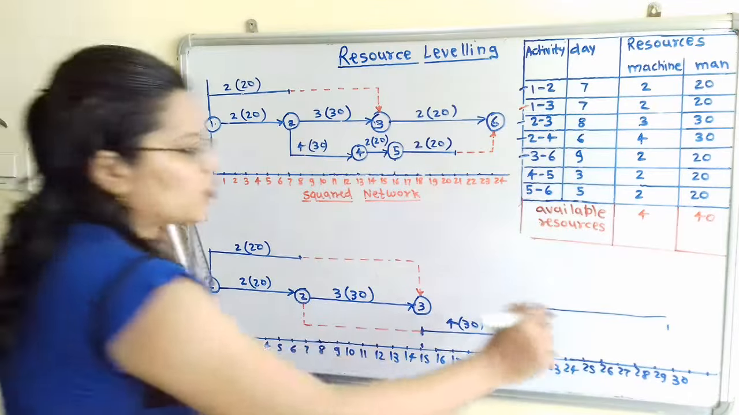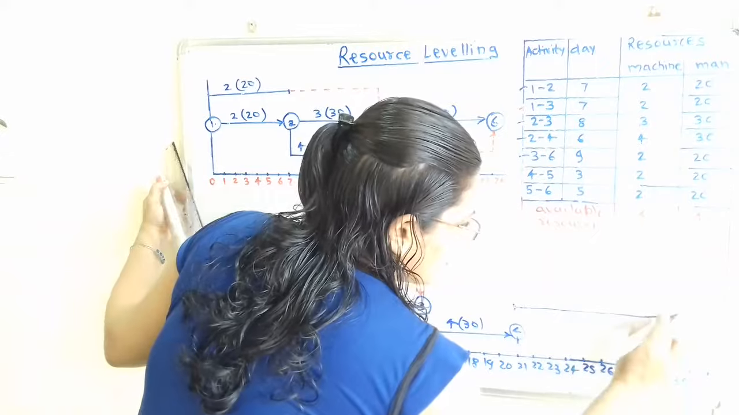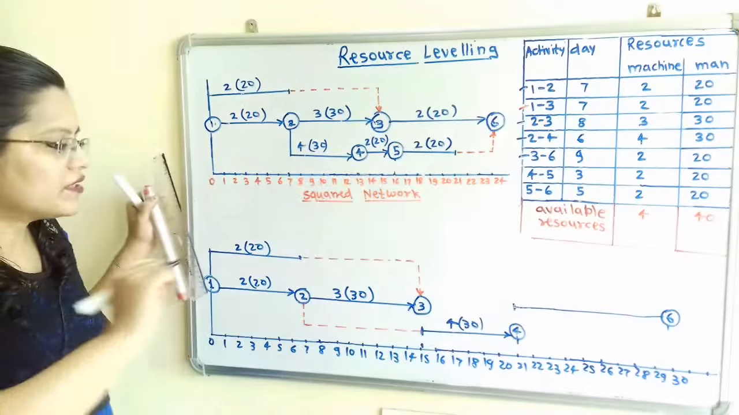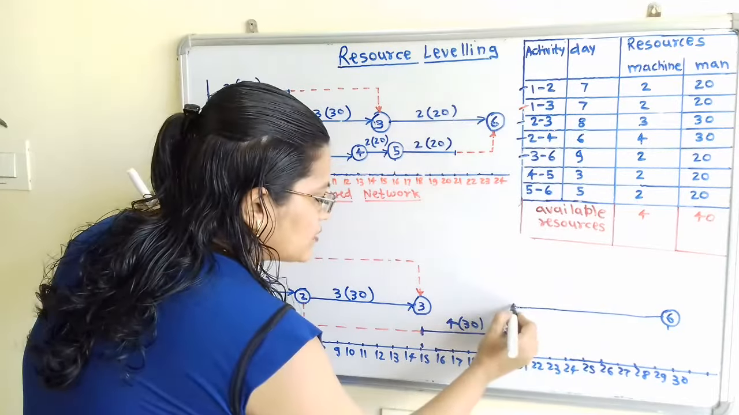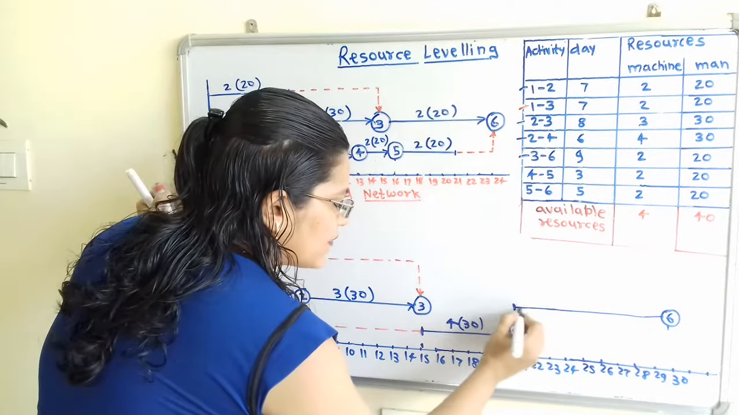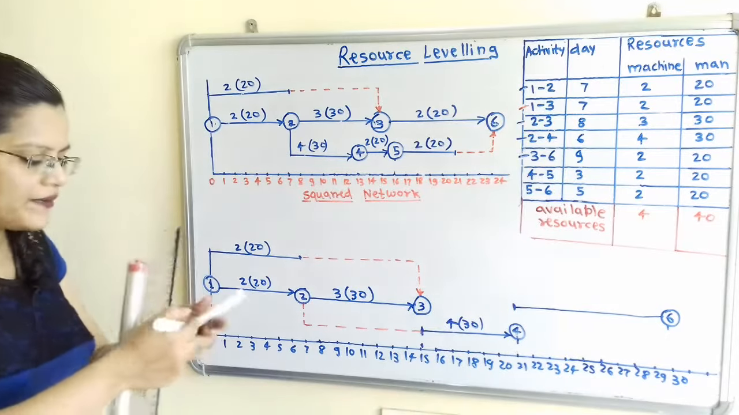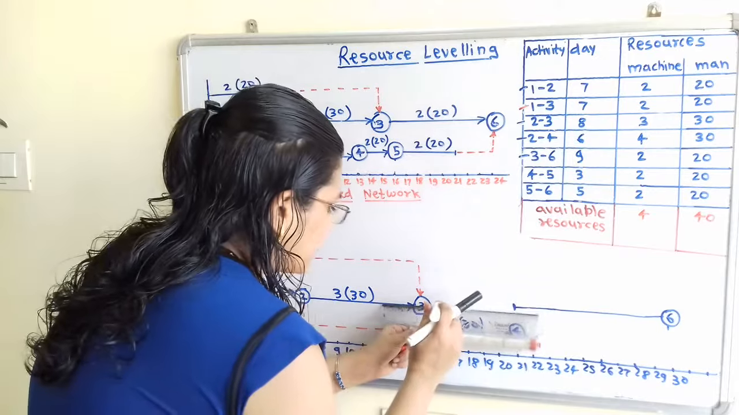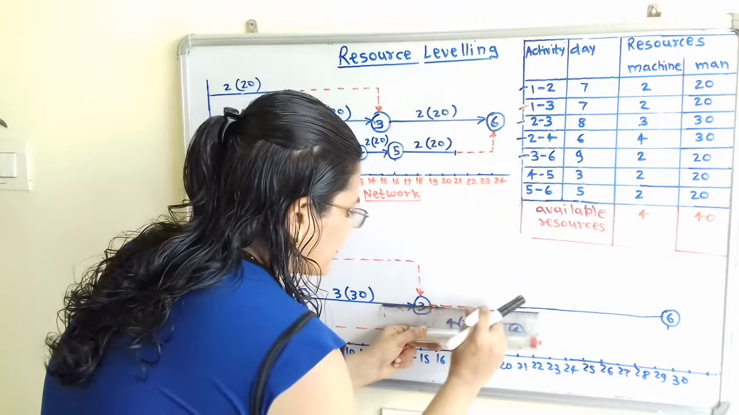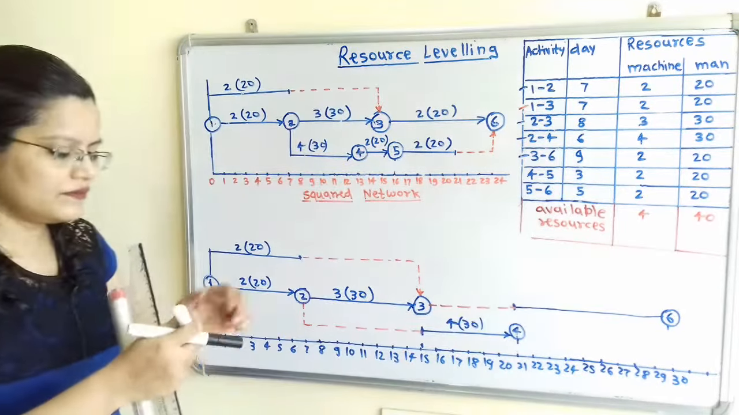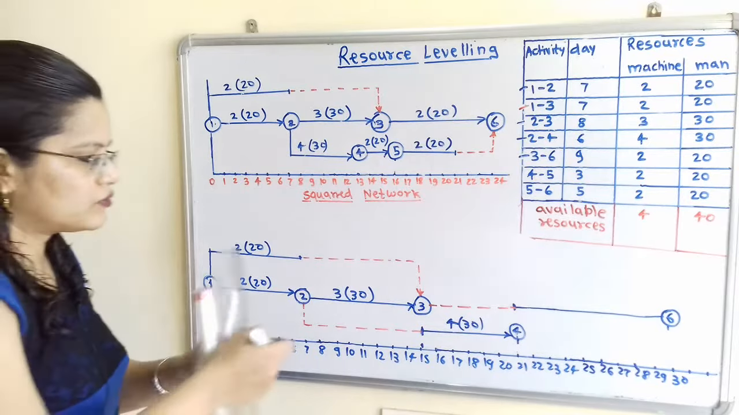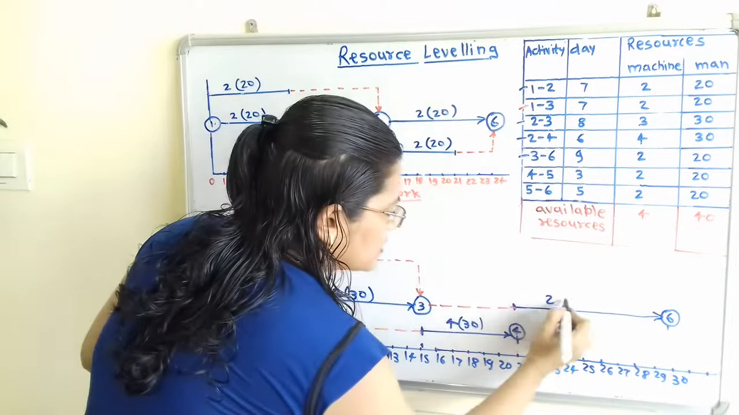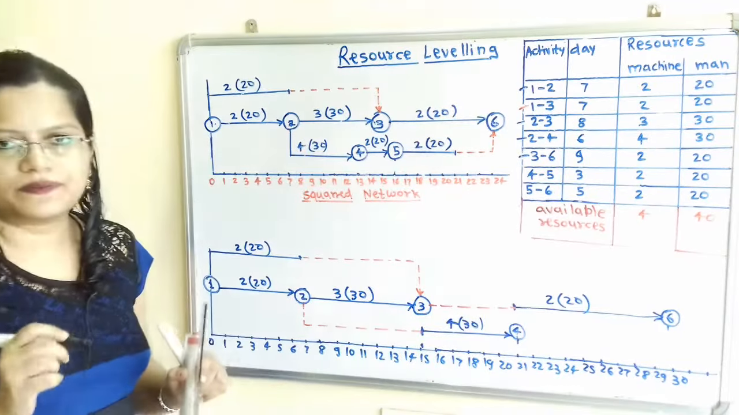Now here is the node 6 at the day 30. We have to show here. Now for this 3 to 6, because from after this day 21 we have to start this activity. So before this we have to draw the dotted line. We have to show arrow also. Now for this activity 3 to 6, 2 machines and 20 men are required.